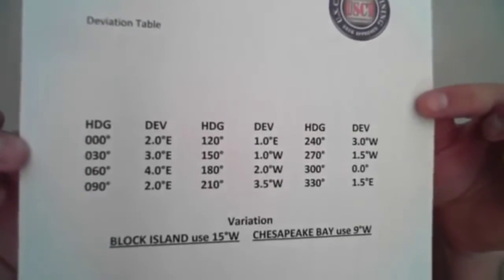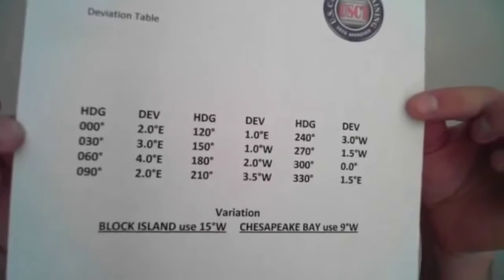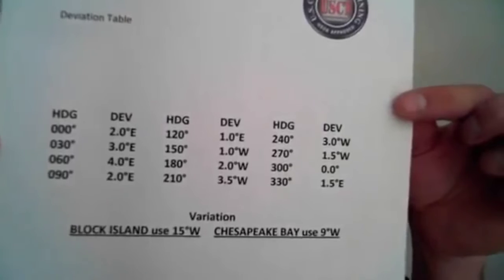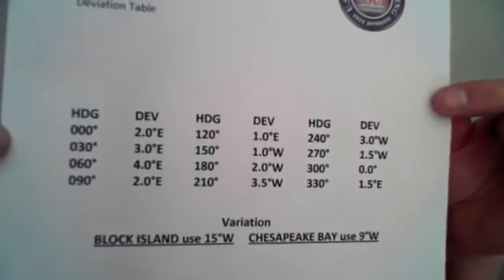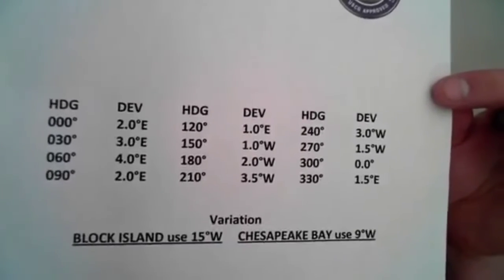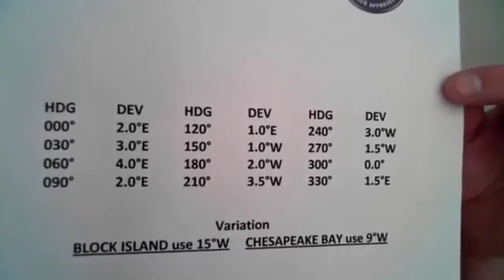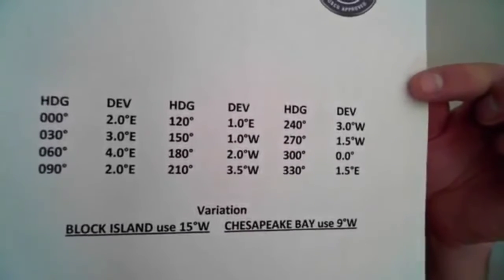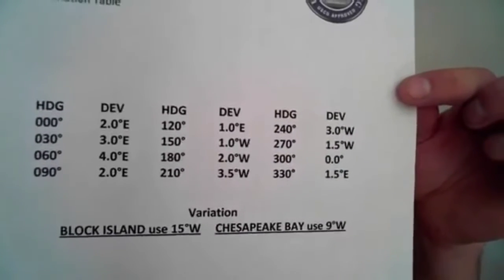Deviation table. See that at the bottom? It says variation. Block Island, use 15 degrees west. See these different columns? So a heading of 0 gives a 2 degrees east deviation. Heading of 30, 3 east deviation. 60, 4 east deviation. 90, 2 east deviation.